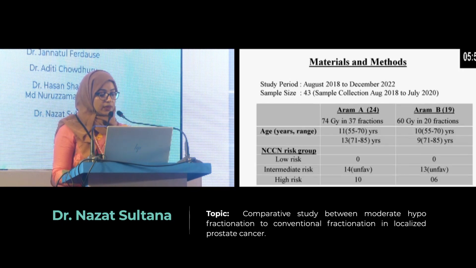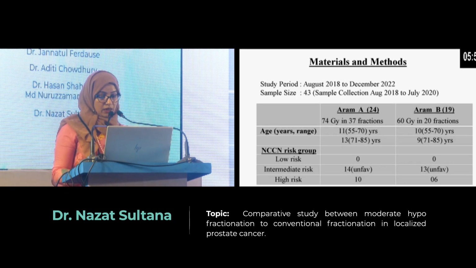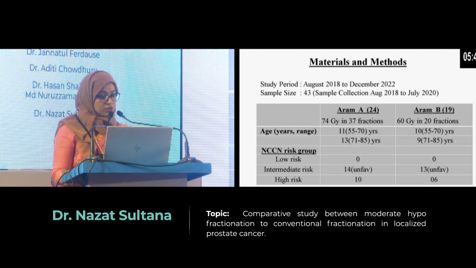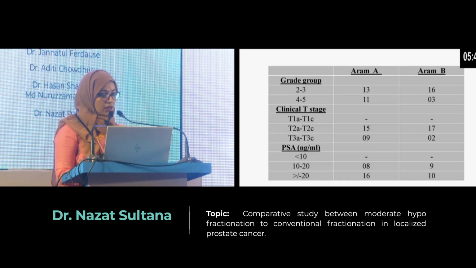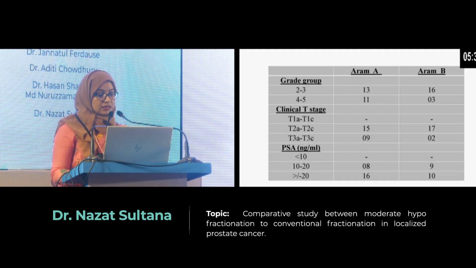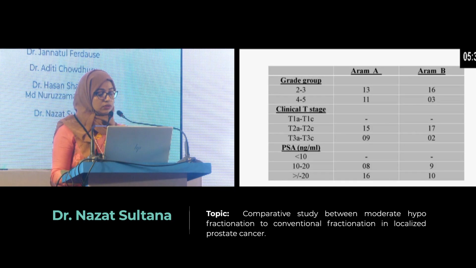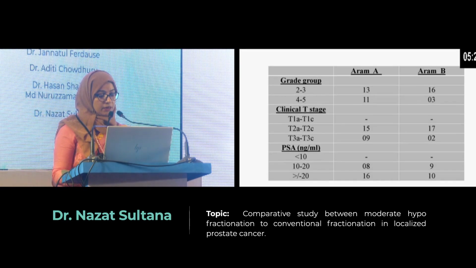In the risk group, we have taken only intermediate and high risk patients. Intermediate risk patients were 14 in arm A and 13 in arm B, and high risk patients were 10 in arm A and 6 in arm B. In grade group, most patients in both arm A and arm B were grade group 2 to 3. In clinical stage, 15 patients of arm A and 17 patients of arm B were T2A to T2C. For PSA level, in arm A 8 patients were from 10 to 20, and 9 patients in arm B.